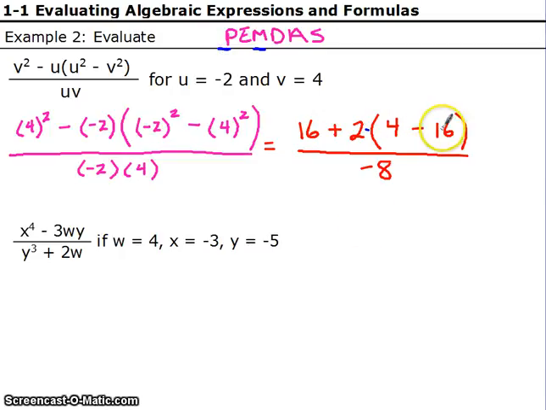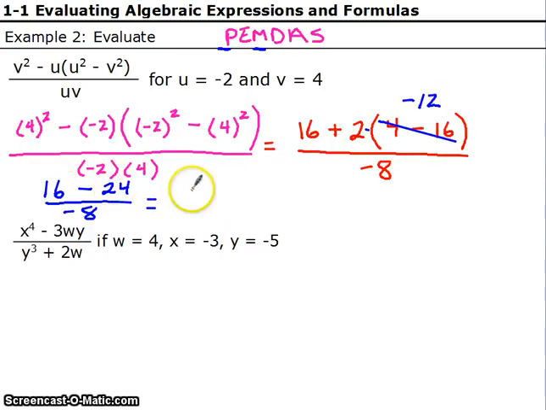We also aren't even done with the parentheses yet. We still have stuff inside the parentheses. So I'm going to do that first. 4 minus 16 is negative 12. So now this is 2 times negative 12. Well, we know what that is. That's negative 24. So I have 16 minus 24 over negative 8. So now I have 16 minus 24. I believe that is negative 8. Still have this negative 8. Well, what is negative 8 divided by negative 8? The negatives cancel each other out. 8 over 8 is 1. So all that reduces down to 1.